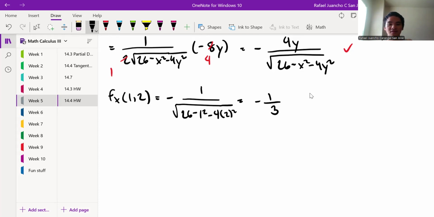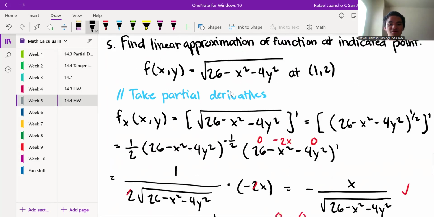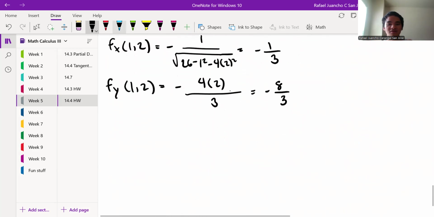Okay. And then my f sub y. Well, now here I plug in, again, everything I know. So 4 times 2, my y is 2. This becomes 3 again. So that's negative 8 over 3. Great. And then from there, now we can find our linearization.